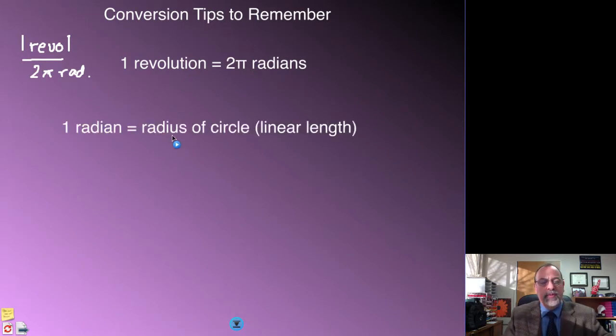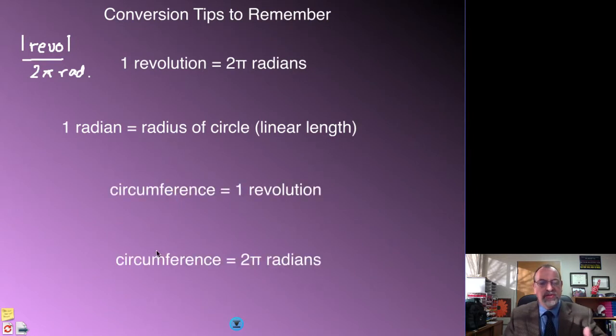1 radian, you remember, is the radius of a circle. The circumference is once around, so the circumference is going to be equal to 2 pi radians as well. So if I told you the circumference of a certain tire was 14 feet, well, the circumference, 14 feet, once around, is the same as 2 pi radians. Now I have a unit multiplier that I can use to start converting from linear into angular or vice versa.